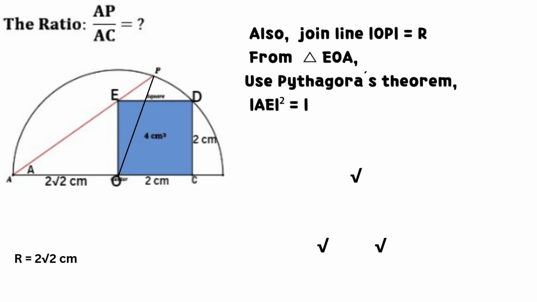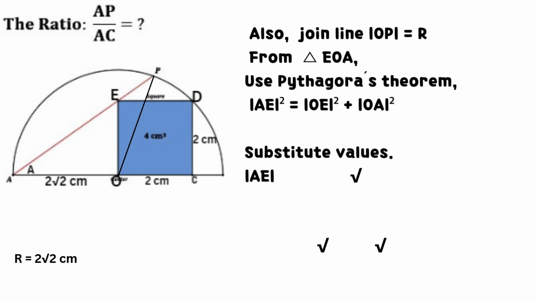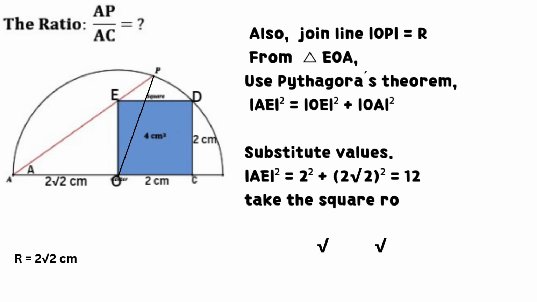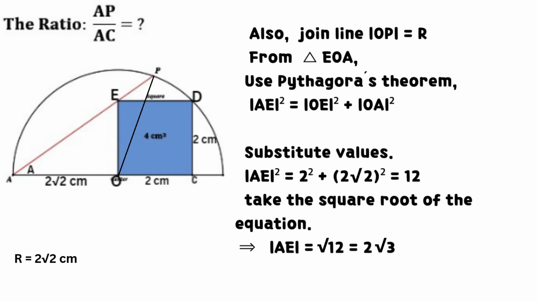Also, join line OP, which equals R, from triangle EOA. Use Pythagoras' theorem. The square of line AE equals the sum of the square of line OE and the square of line OA. Substitute values and we have that the square of line AE equals the sum of the square of 2 and the square of 2 times the square root of 2, which equals 12.